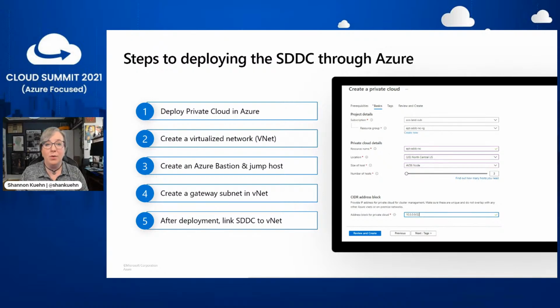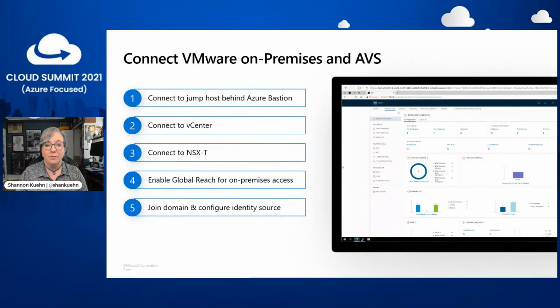So you'll create a gateway subnet in that VNet, and this is to link that express route circuit into your Azure VNet. And after deployment, you'll link that SDDC to the VNet. From there, you'll connect to the jump host behind the Azure Bastion service, or you'll enable just-in-time to get into that server. You'll connect to the vCenter environment, then you'll connect to the NSX-T environment. Those credentials are registered with Azure. You're not putting a password in. That's all done via automation by way of deploying the service.